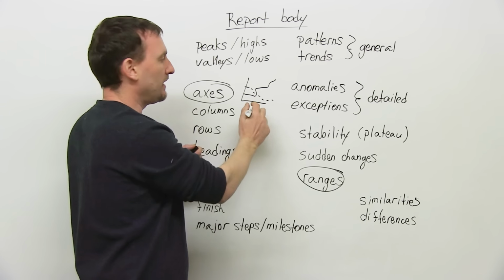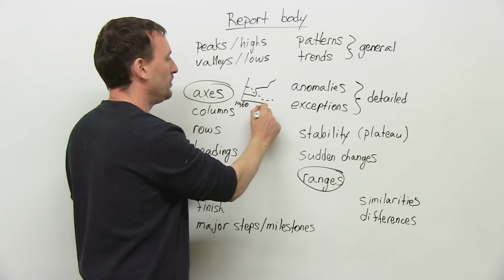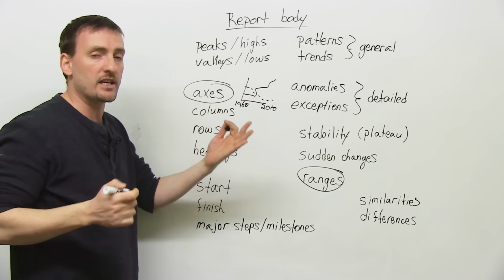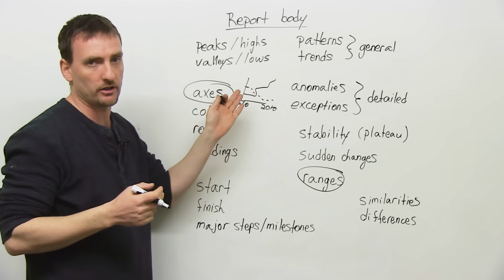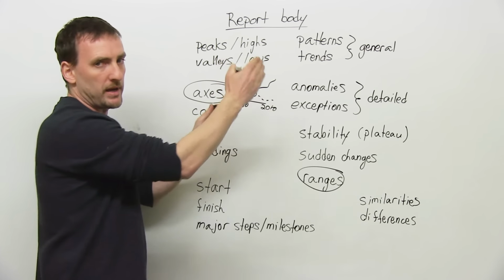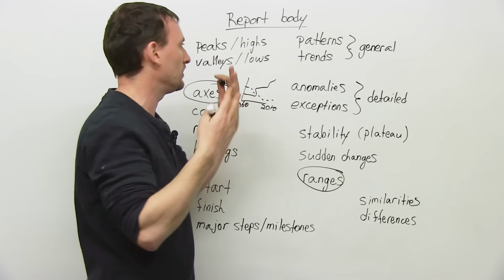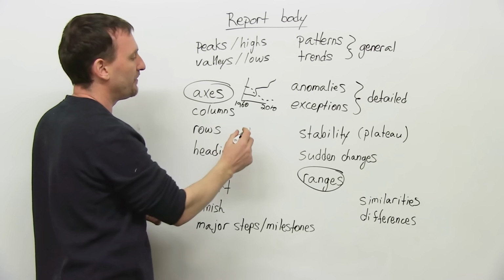Let's say you're talking about time. You're talking about 1960 to 2010. You have a 50-year range. Make sure you mention that range if it's going all the way across. If it's a short range, mention that. But what about that range? What are you mentioning within that range? All kinds of things. Peaks and valleys.